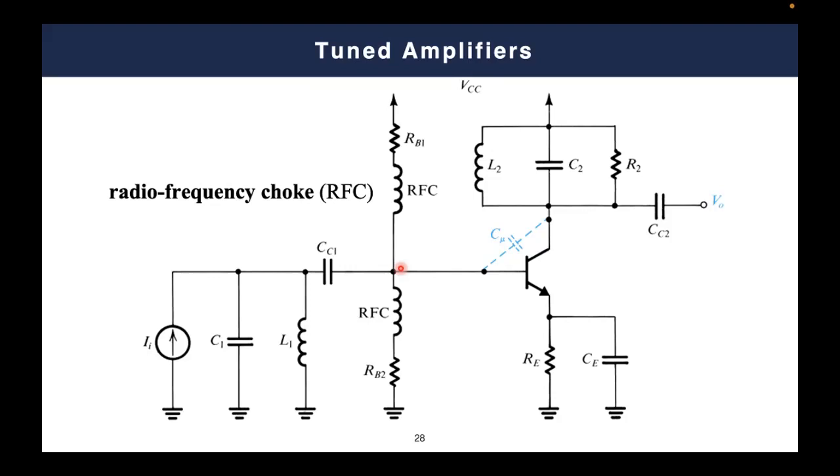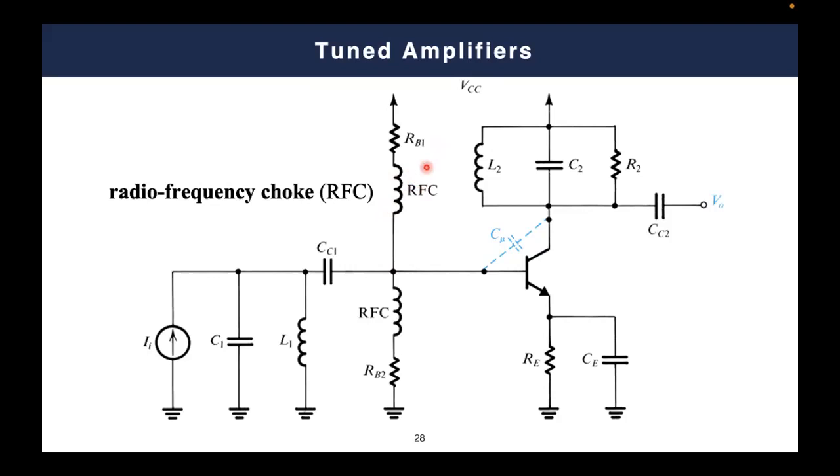So in the DC analysis, this RFC, or radio frequency choke, has no effect. It will be a short circuit, a wire. But whenever it comes to the frequency of operation, it behaves as an open circuit. So it just gives a choke to this branch and gets it out of the circuit. So basically, this turns into an open circuit, and RB1 and RB2 will not appear in your AC analysis. So this is the first point.